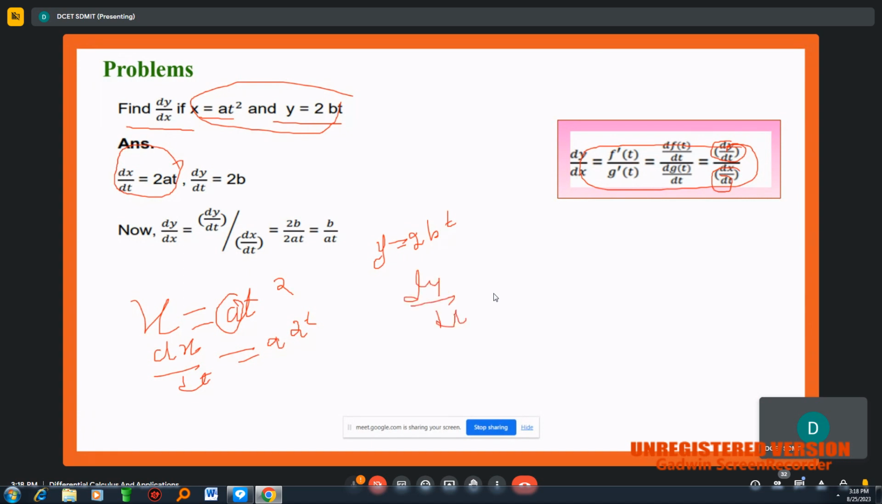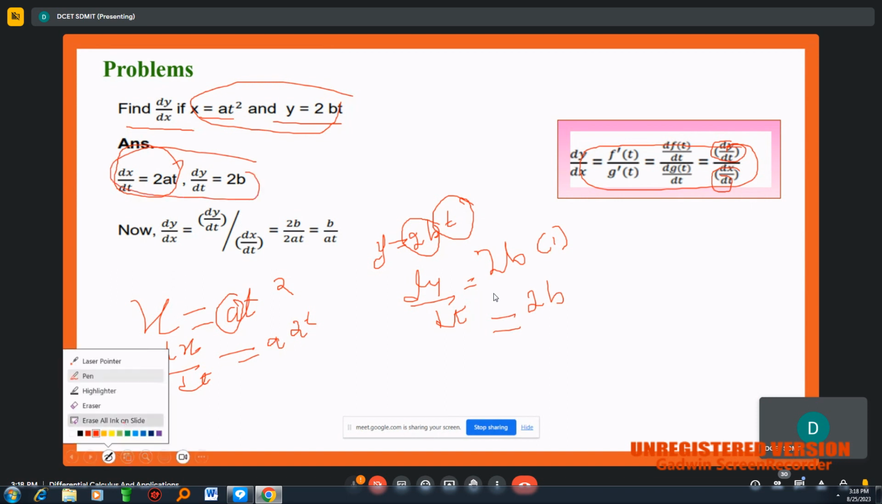Here, with respect to t, 2 into b is a constant term. What is the differentiation of t with respect to t? It is 1. Therefore, dy by dt is equal to 2b. So here, dx by dt is equal to 2at and dy by dt is equal to 2b.